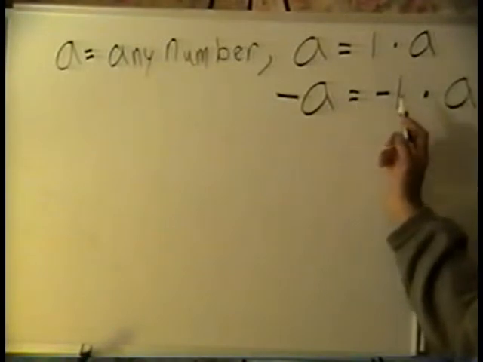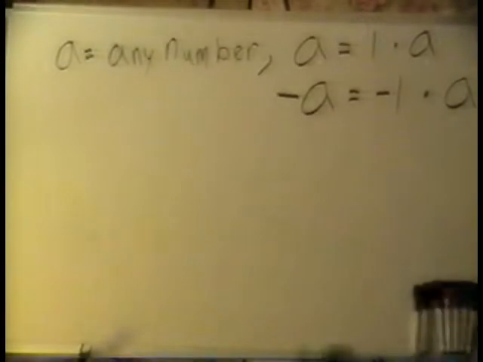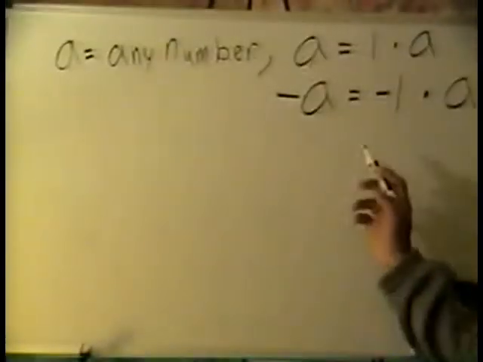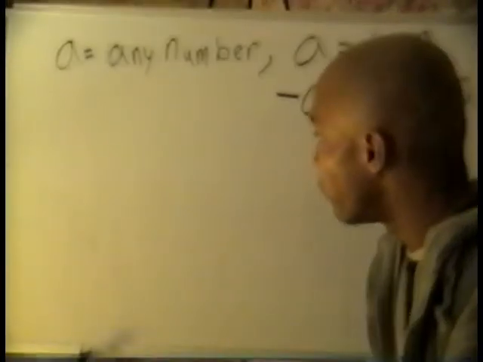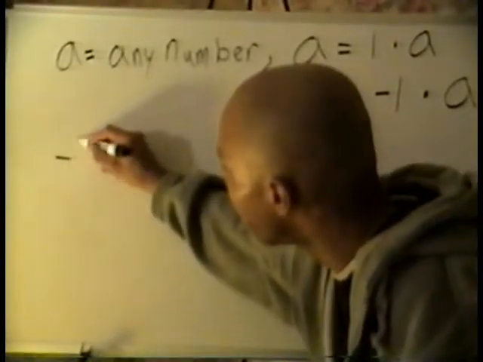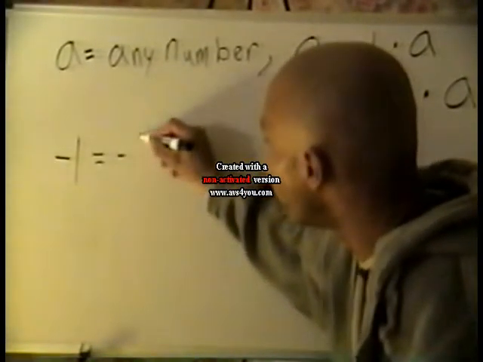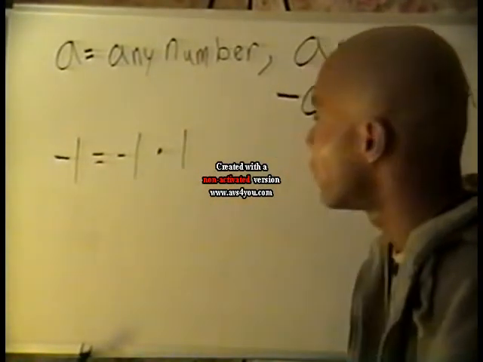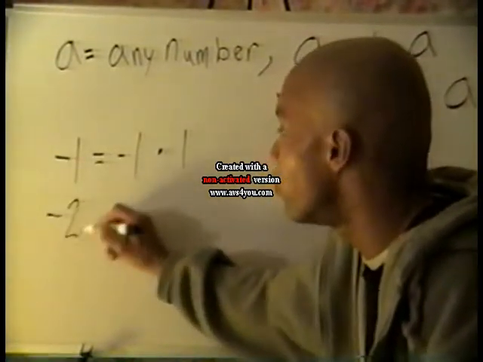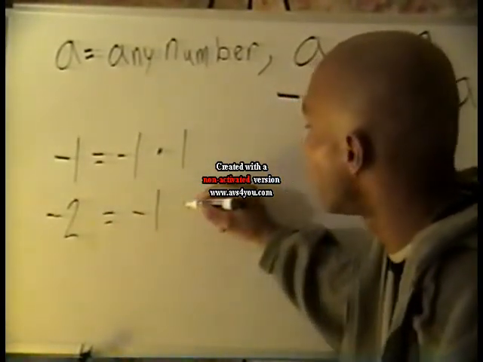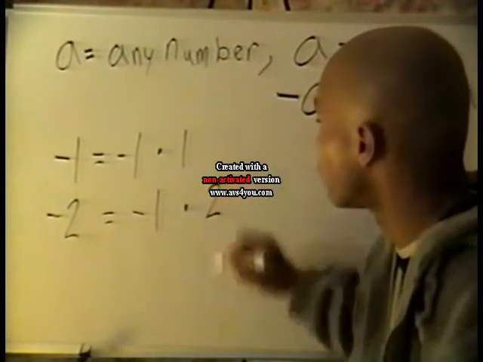So here, A equals any number. A equals 1 times A, and a negative A equals a negative 1 times A. Meaning for any positive number, I can factor out a positive 1. For any negative number, I can factor out a negative 1. A negative 1 can be factored out of that. So if we have a negative 1, that equals negative 1 times 1, or 1 times a negative 1. Negative 2 equals negative 1 times 2.